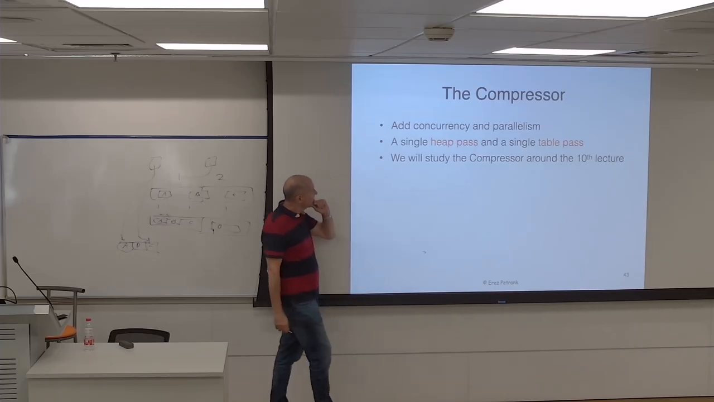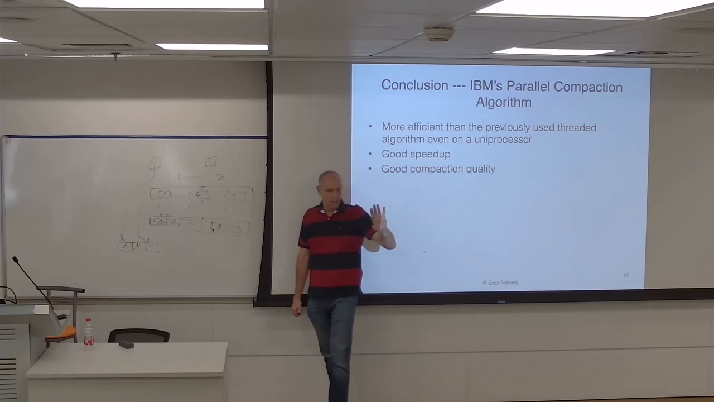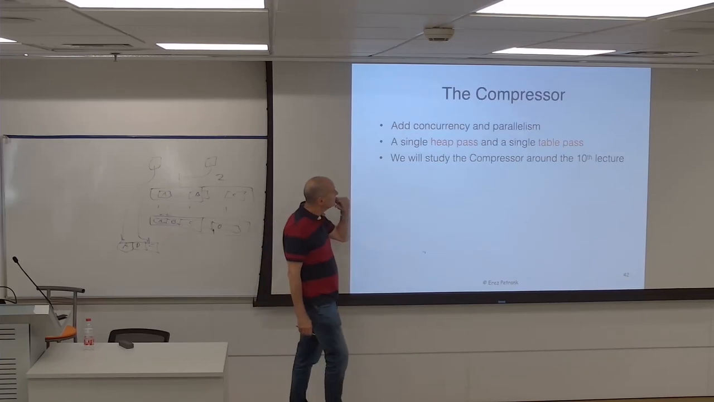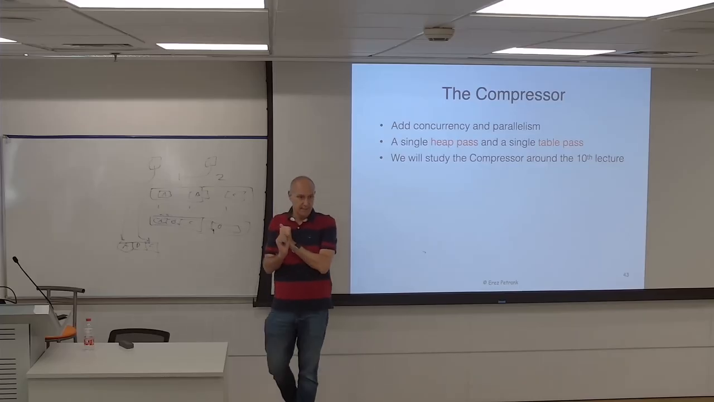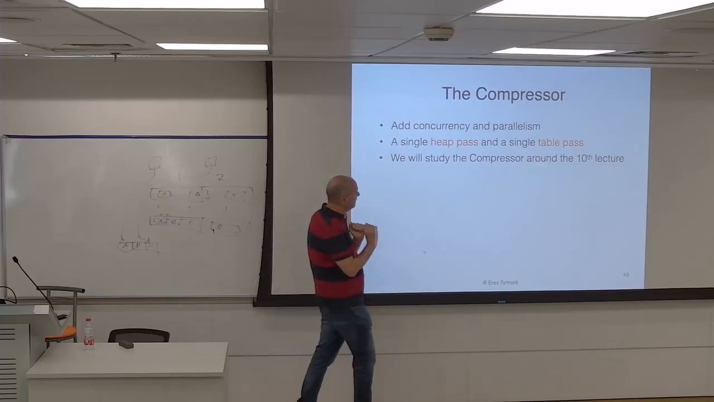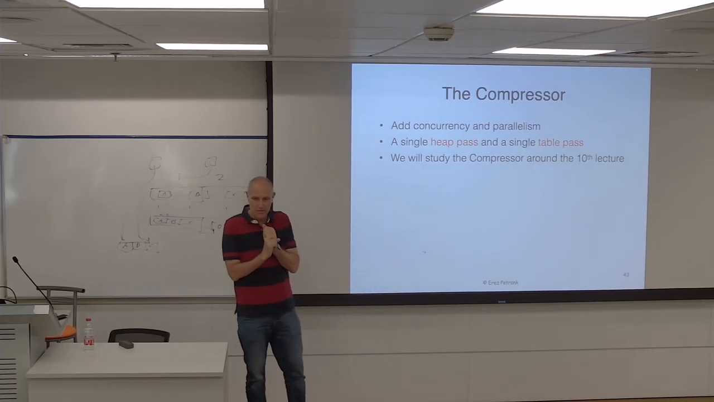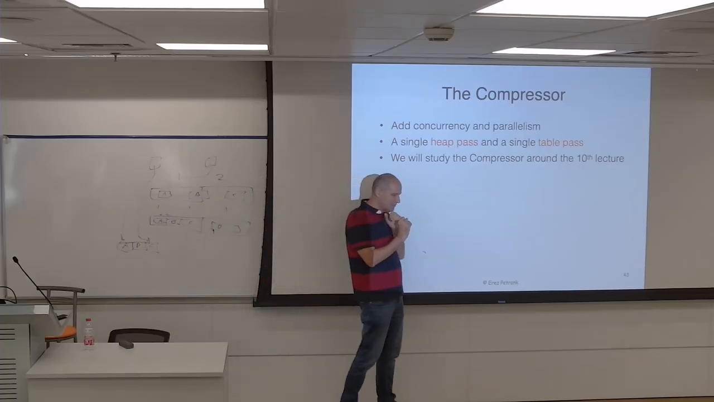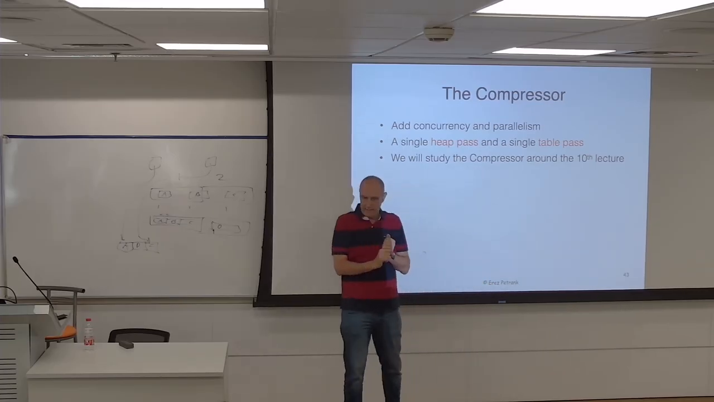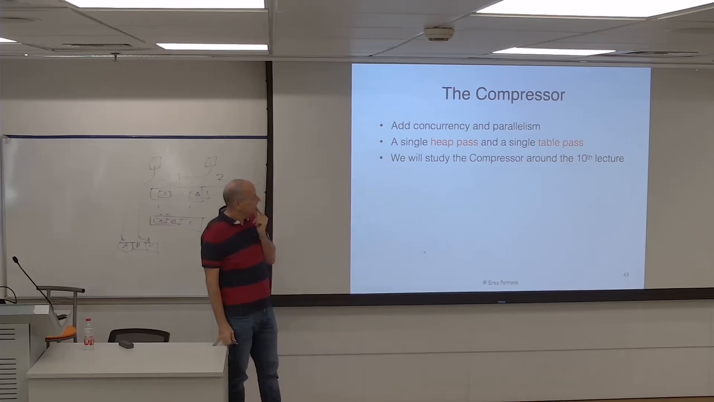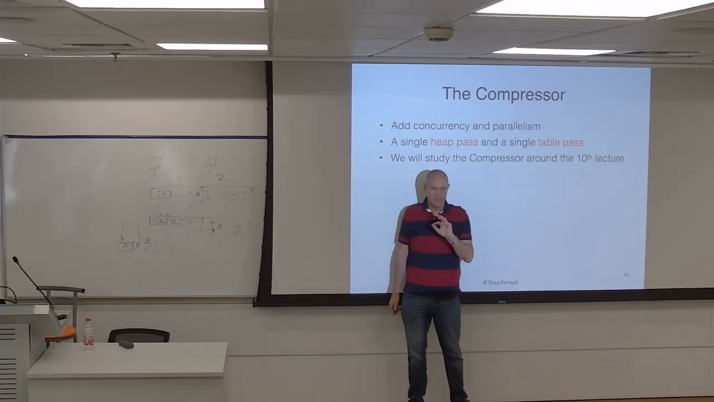Okay. And so this algorithm was used for a long while. There is another algorithm which is called the compressor, and it has a single heap pass plus a single move on a bit table. We will study it in the second half of this course. The basic idea is not complicated, but parallelizing it is a little bit more complicated, and I want to delay it to a later time in this course. And that's almost the final word in this area.